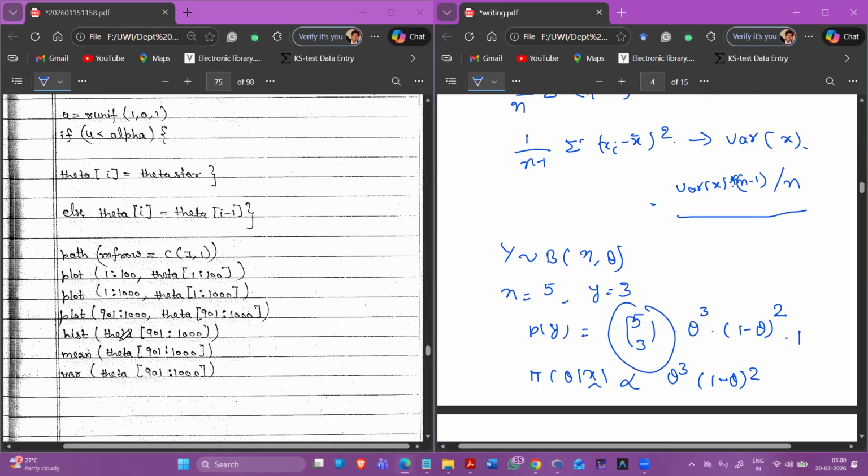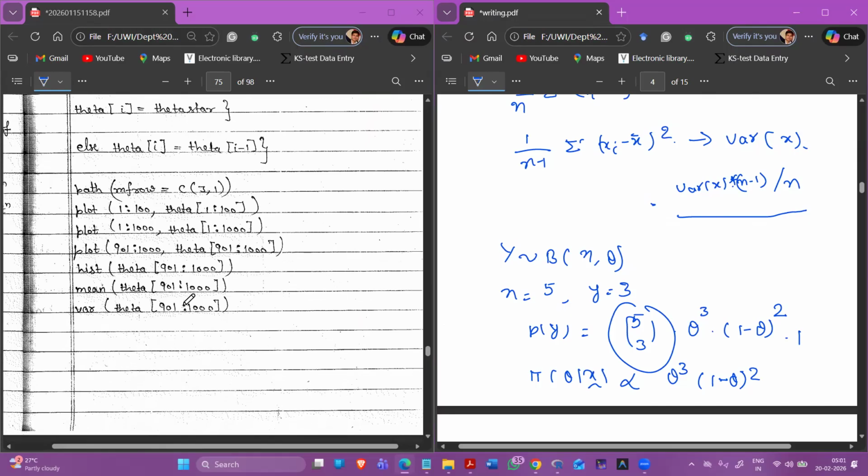This is basically the values after the first. I am generating plot 1 to 1000, that is basically for all 1000 values. After that, plot 900, 1 to 1000, that is after thinning, after the burn-in period. All right. And then I find out the histogram, mean and variance of my last 100 values. Whatever mean I get here will basically be my estimated value of theta.